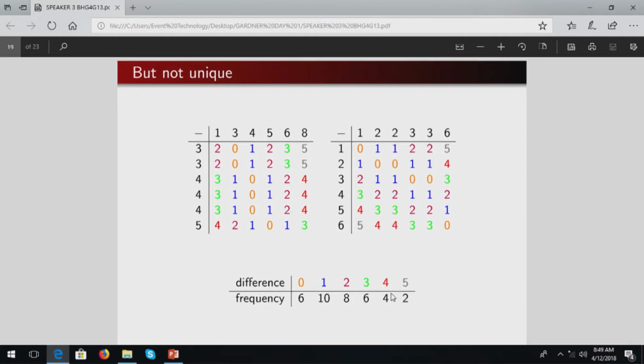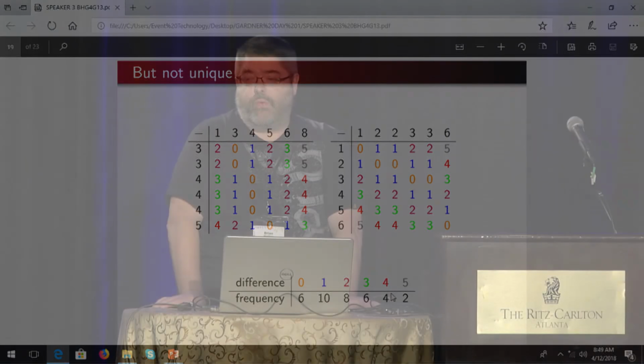So here's a whole different set, a 2 more pair, where things work out just the same way. 1, 3, 4, 5, 6, 8 now versus 3, 3, 4, 4, 4, 5. Or on the right-hand side, the normal 1, 2, 3, 4, 5, 6 versus 1, 2, 2, 3, 3, 6. And both of those work out. And there are actually dozens and dozens more of these. So how did the algebra fail us? Why are these things happening when we thought the algebraic technique was unique?